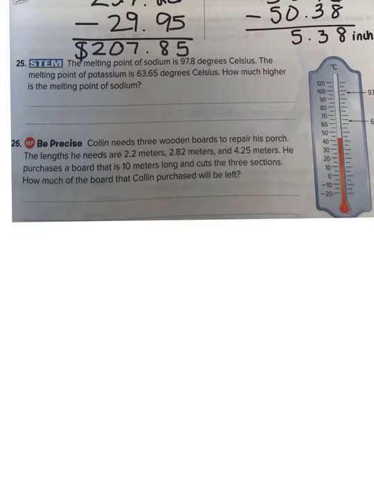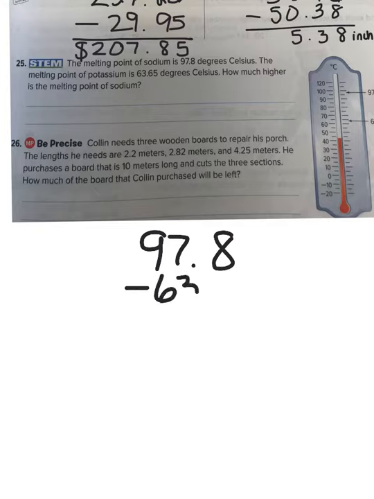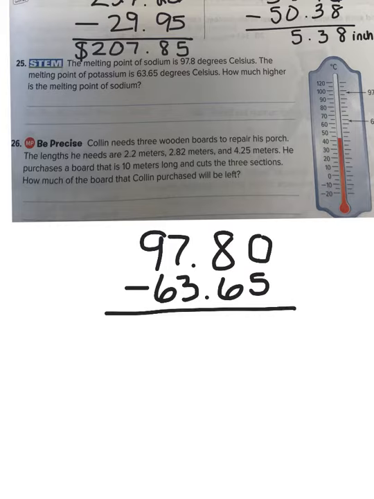In problem number 25, we're looking at the melting point in sodium, which is 97.8 degrees Celsius, and the melting point in potassium, which is 63.65 degrees Celsius. We want to know how much higher the melting point is for sodium. So we need to take 97.8 and subtract 63.65. And we can add a 0 right here to help us subtract.